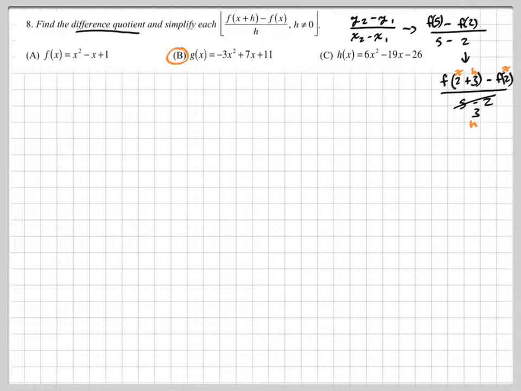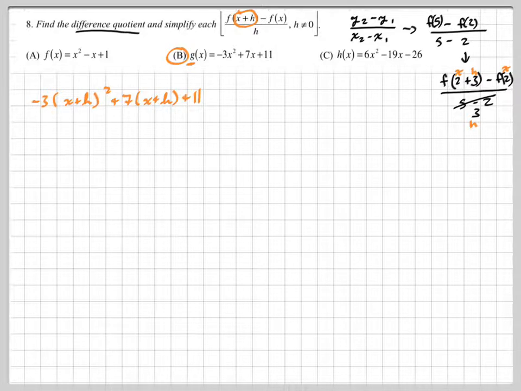Now let's take a look at B. I think A is probably the more simple one and C is the most complicated, so I'm going to do the one in the middle. Hopefully you guys can do the other ones on your own. For letter B, what we're going to first do is take the x plus h and plug it into the g function. That's what this says: you take x plus h and plug it into the function. Our function is g right now, so this is our rule for the function. I'm going to plug x plus h into it.